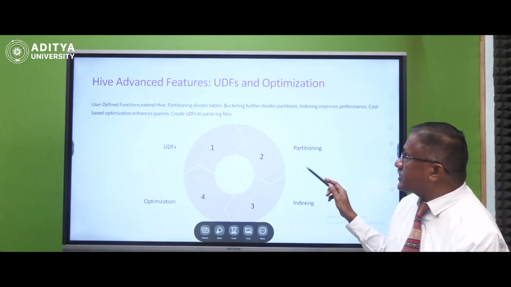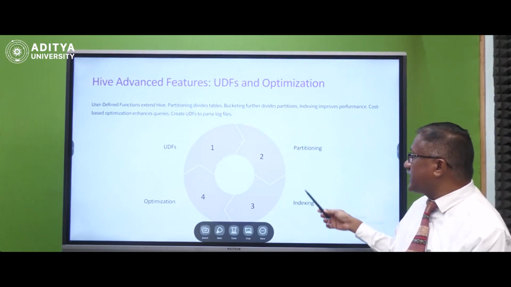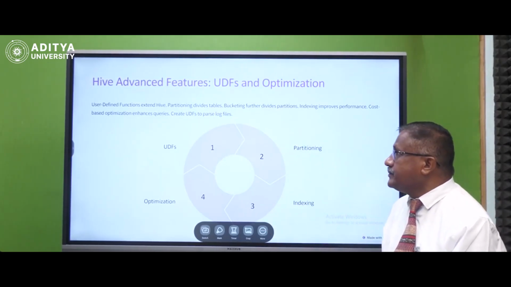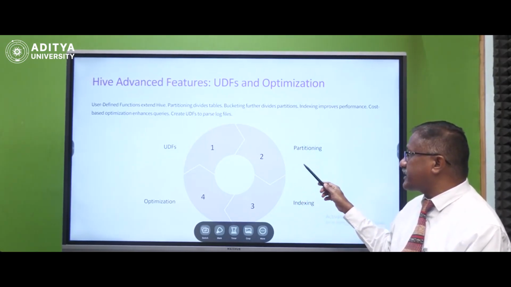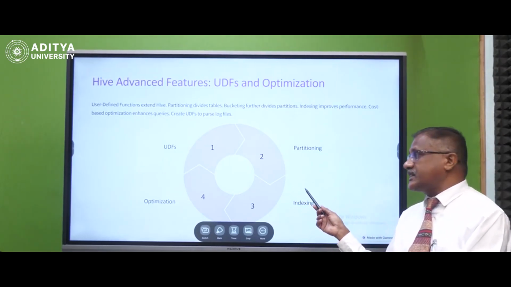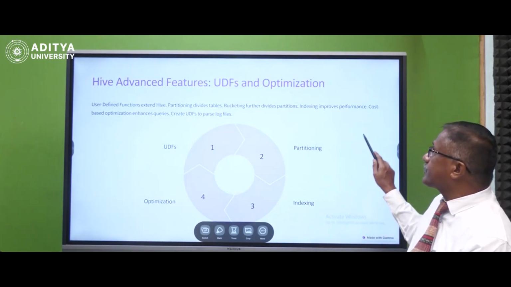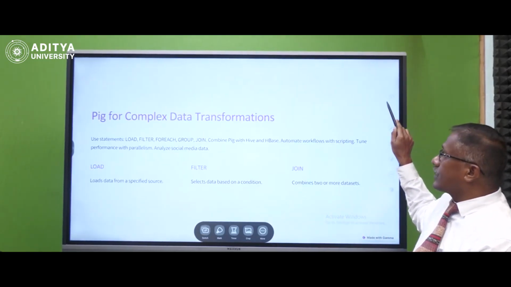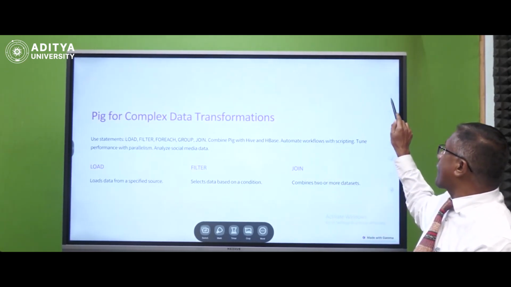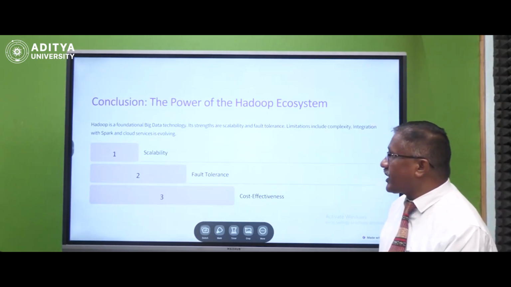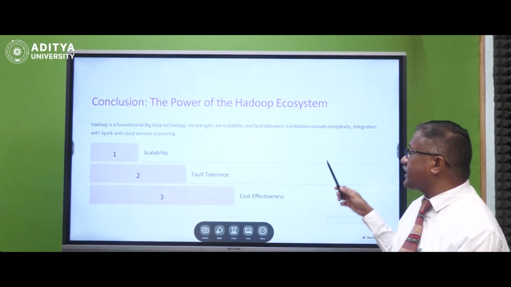So Hive, what are the advanced features of Hive? First one is UDFs, second is partitioning, third is indexing, fourth is optimization. A UDF is a very important function. Second is partitioning. Third, as we know, an index is a database object that helps with the optimization of the data. And Pig, we have already covered, does load, filter and join. Conclusion: the power of the Hadoop system accomplishes scalability, fault tolerance and cost effectiveness.